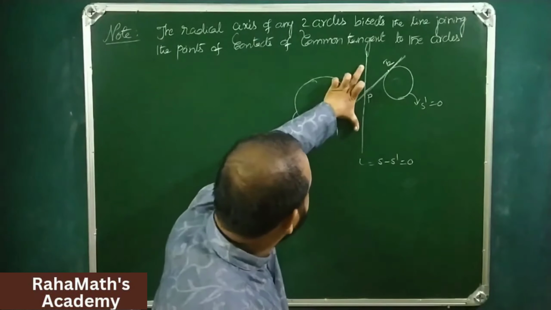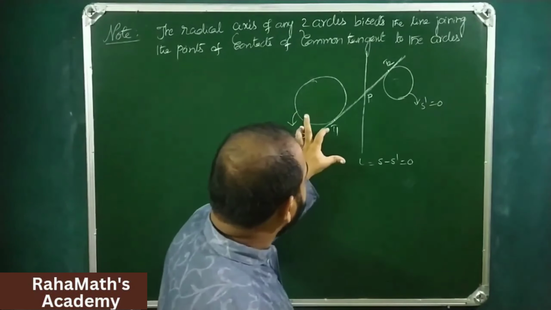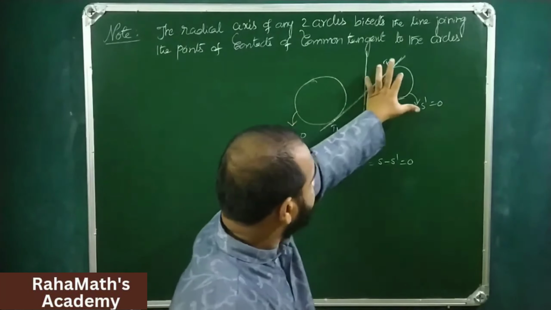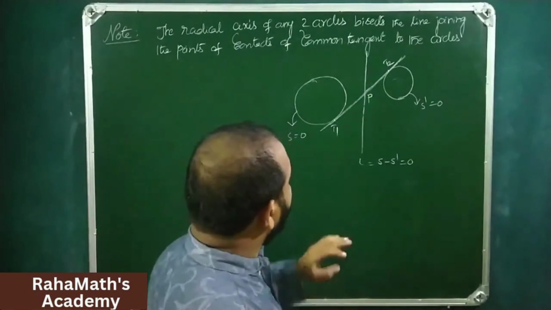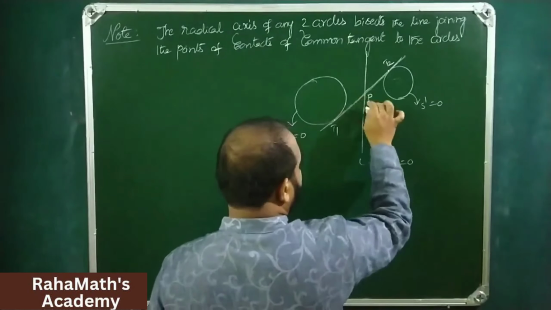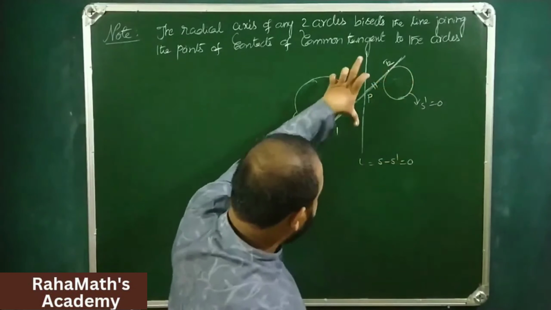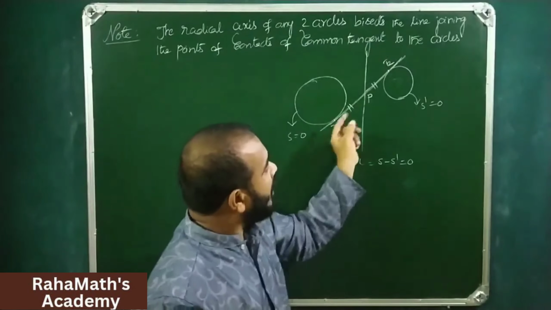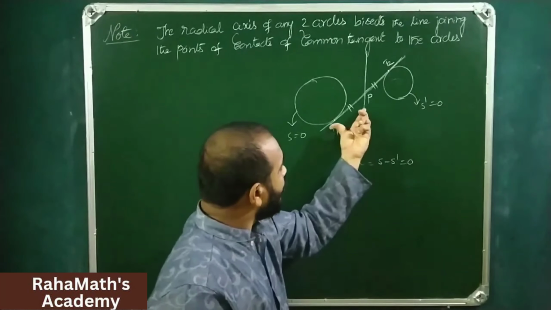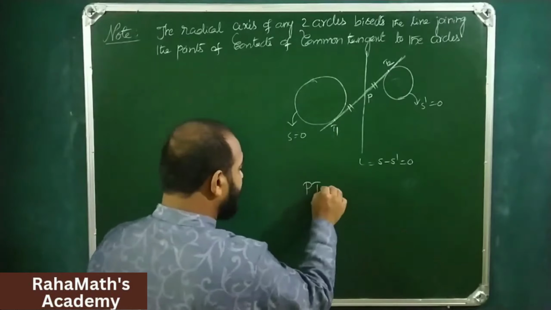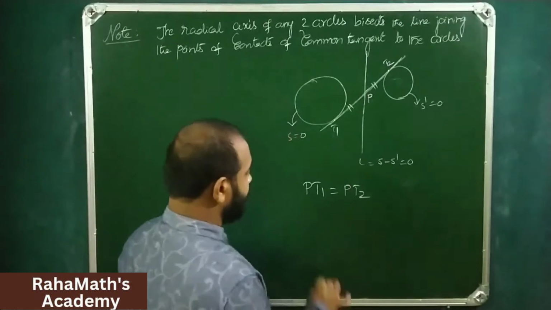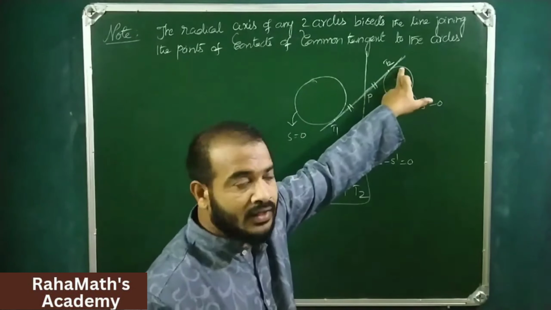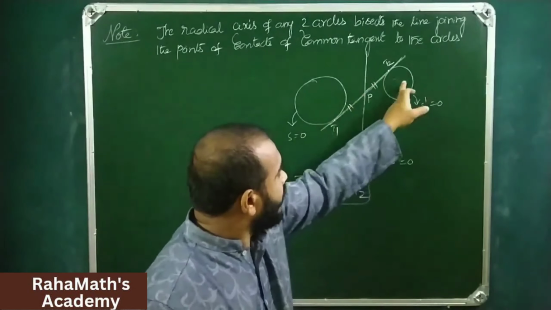Then the radical axis bisects the line joining the points of contact T1, T2. It bisects, which means the radical axis cuts T1T2 into equal halves. Bisects means cutting into two equal parts. That is, PT1 equals PT2. So this radical axis bisects the line joining the two points of contact.